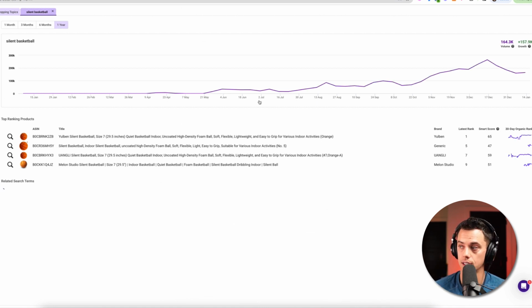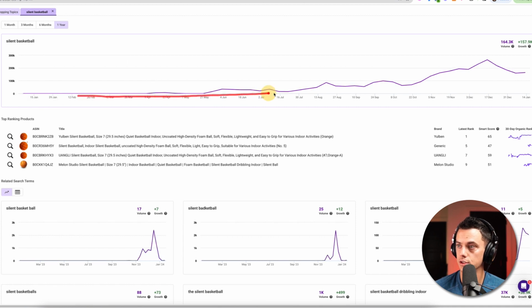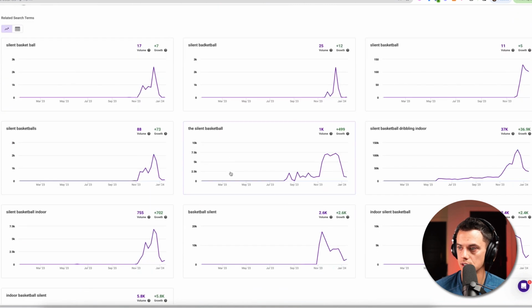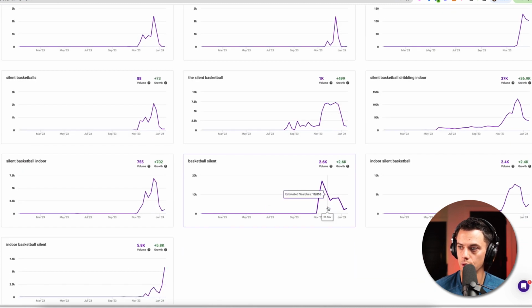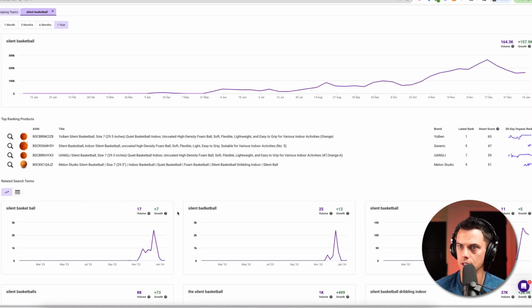Interesting. Oh, I can click on it. I just clicked on it for fun too. This is actually showing nice, steady market growth in the last 12 months for silent basketball. I can also see, ooh, this is interesting. Down below, I can actually see related search terms and see how those are spiking or increasing.